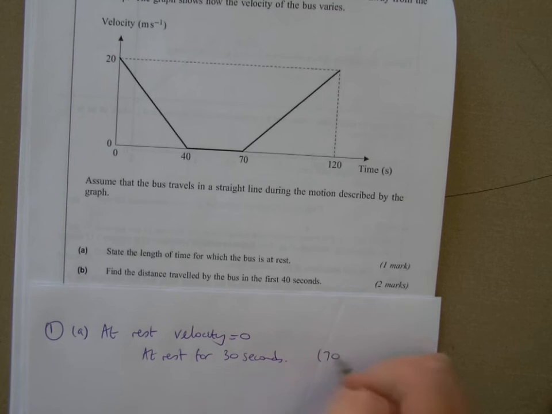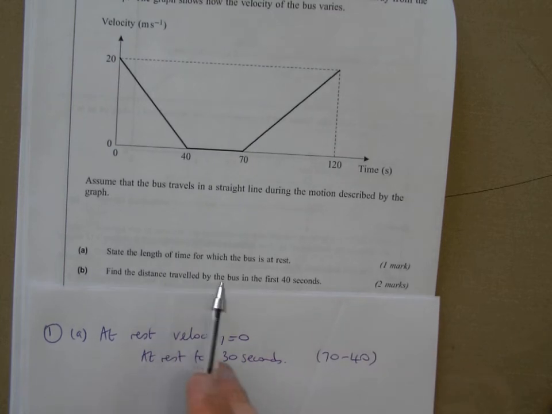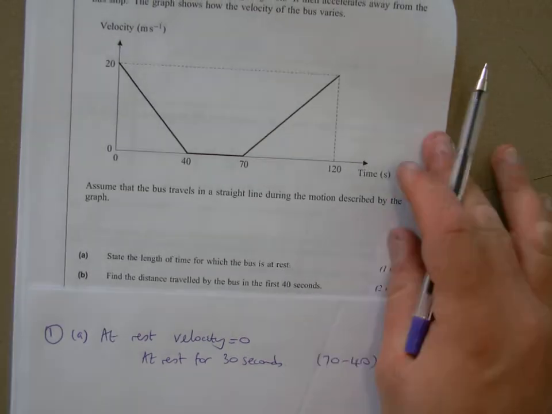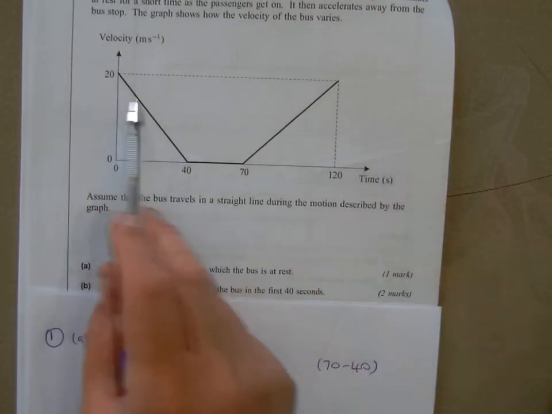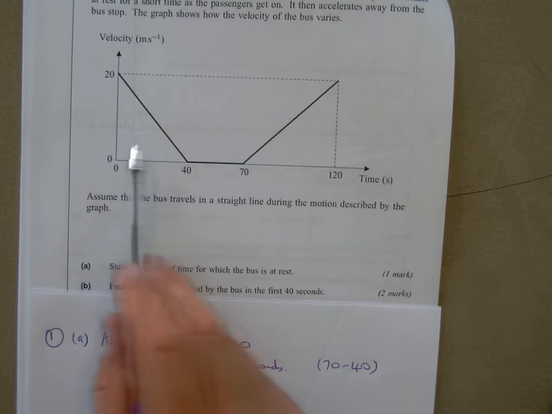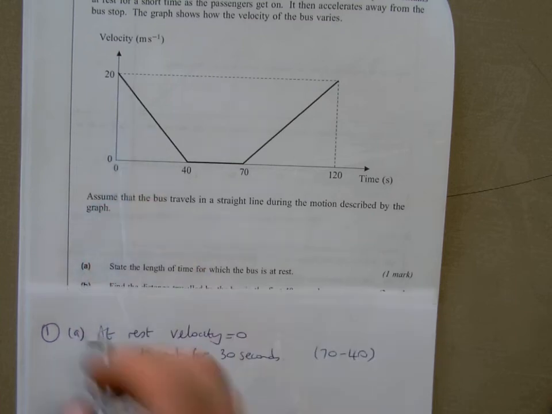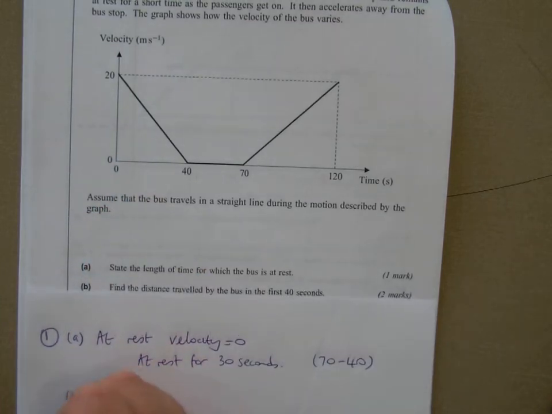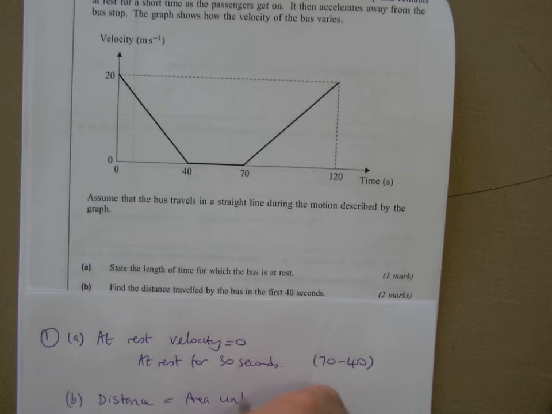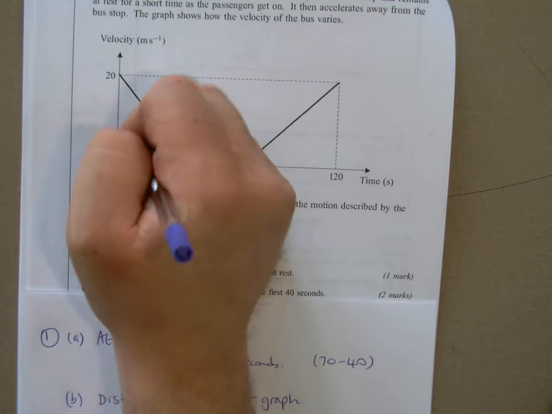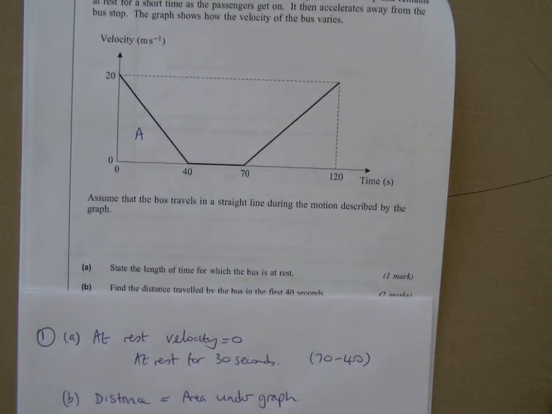Okay, so we did 70 take away 40, didn't we? Part B then, find the distance travelled by the bus in the first 40 seconds. So first 40 seconds is this distance here, yeah? Okay, remember the distance is the area under the graph with the velocity time graph. So we just need to work out the area here of A, okay?